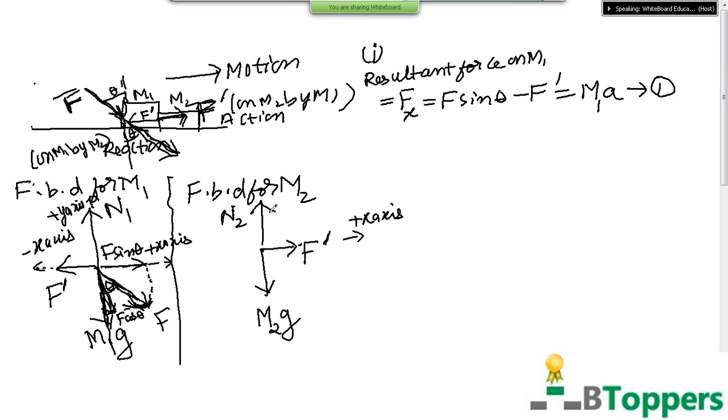Next, similarly, the second mass M2 also has no motion in the vertical direction. So the y component of the resultant force on M2 is 0. So the resultant force on M2 is equal to the resultant of the forces acting in the x direction. The only force which acts on M2 in the horizontal direction, the x direction, is F dash.